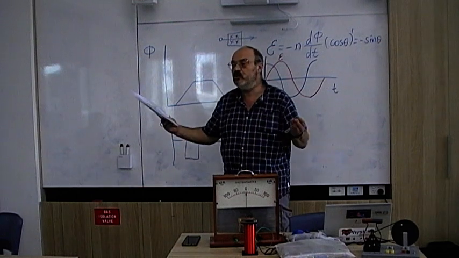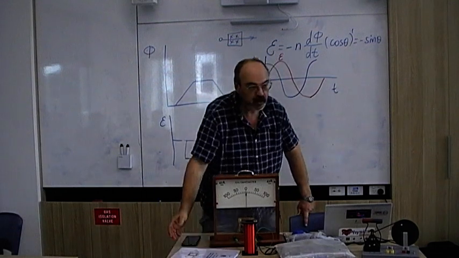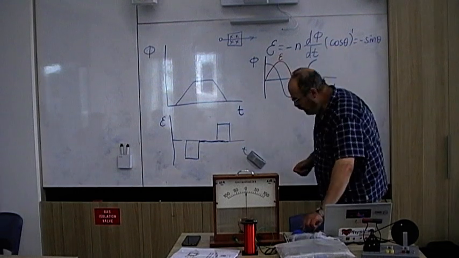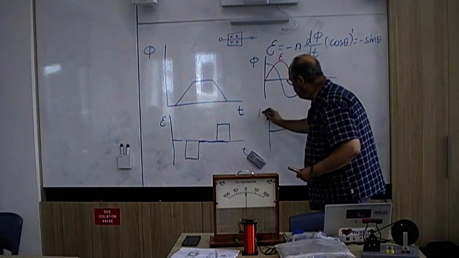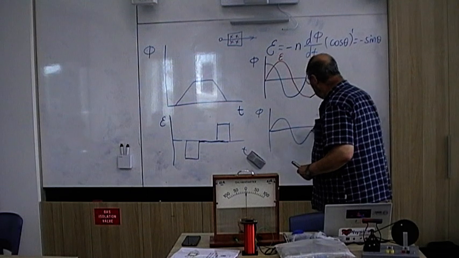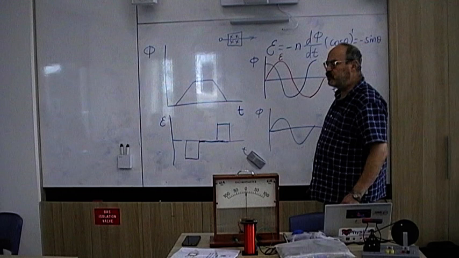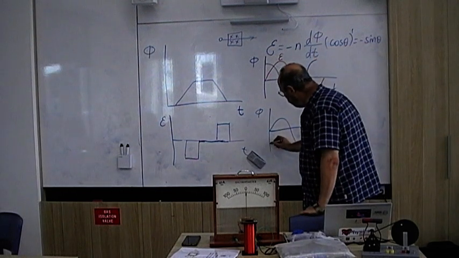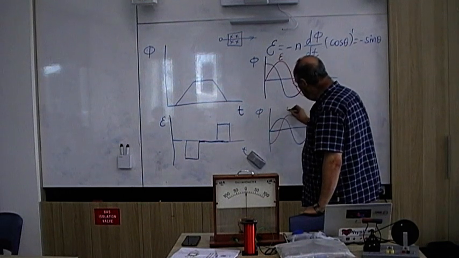And sine and cos you can just translate by pi over 2 or 90 degrees and they become the same graph. So if the graph of the flux against time is a sine graph, then derivative of the sine is positive cos, but negative derivative, negative cos, so that will be the graph of the EMF.